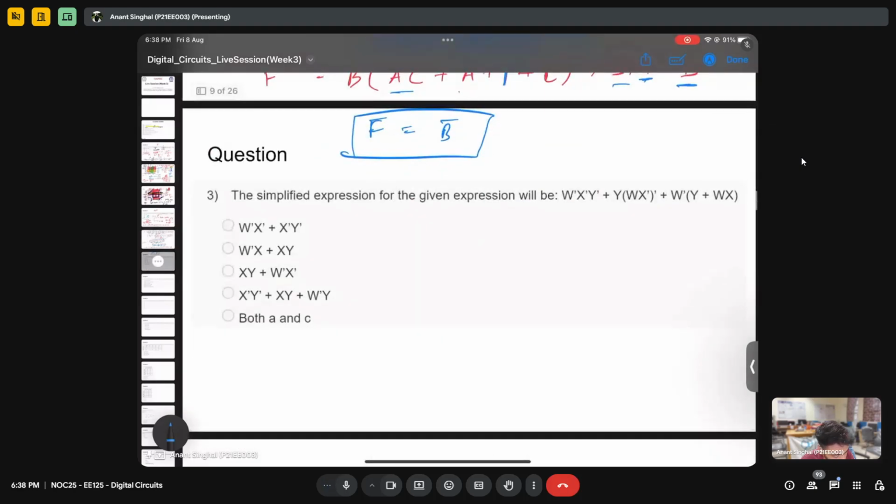Let's move to the next problem. It says simplified, which means you need to do a minimization. What will the minimized expression for the given expression be? One thing you notice is it is just W, X and Y. So this is three variables, hence this is an 8-cell K-map. You can quickly make a K-map and see what the minimized form is. Maybe you can take 2 minutes and let me know what the answer is.